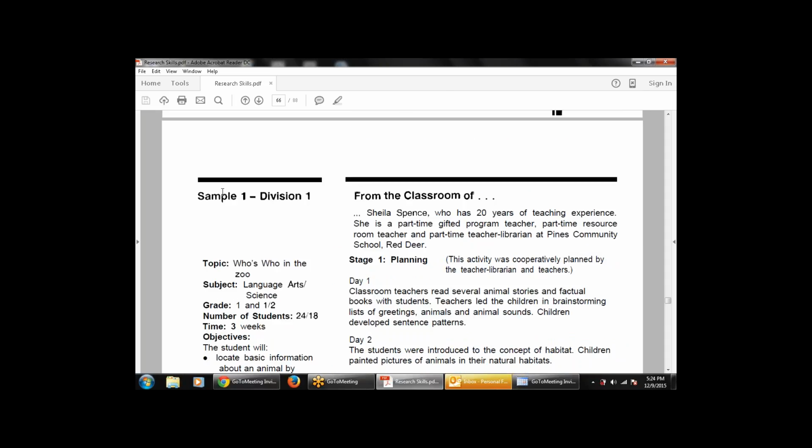Now, sample number one, that is the division one, from the classroom of Sheila Spence, who has 20 years of teaching experience. She is a part-time gifted program teacher, part-time resource room teacher, and part-time teacher librarian at the Pines Community School, Red Deer. So this is one of the examples.